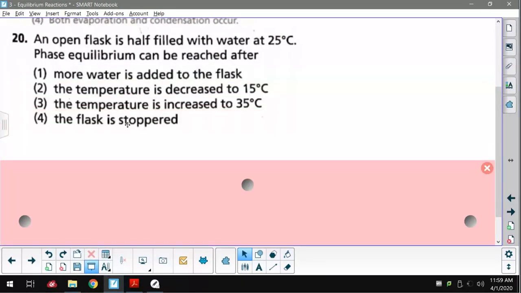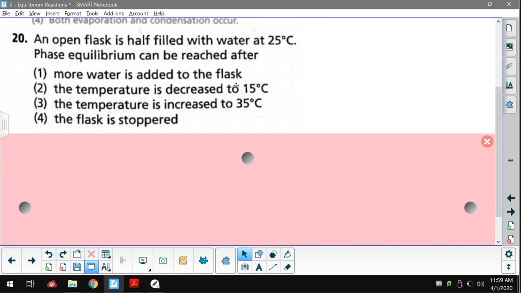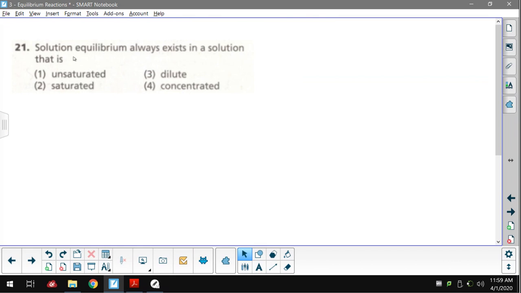The flask has to be stoppered. You have to cap that bottle. Otherwise, it's just going to run out, right? So the phase equilibrium is only reached if the cap is on. And I think this is the last question.